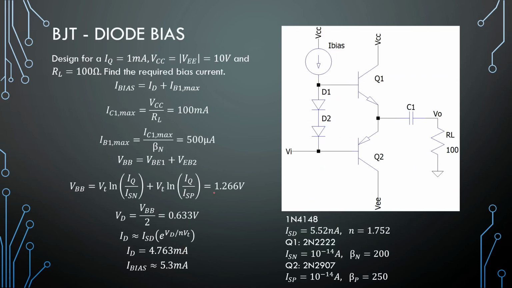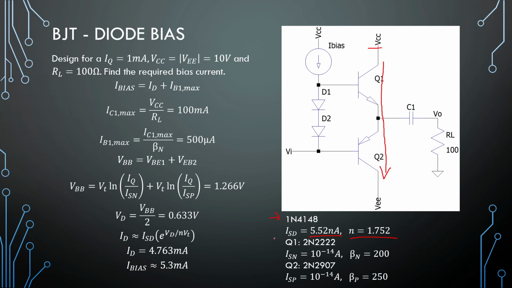Okay, so on to a little bit of a design. Let's say we want a quiescent current of 1 milliampere flowing, and we are going to drive a load of 100 ohms. VCC and VEE is 10 volts plus minus 10. And now it becomes important to know which components we are using. So I've chosen the 1N4148 diodes, and their saturation current is 5.52 nanoamps, and N is 1.752.